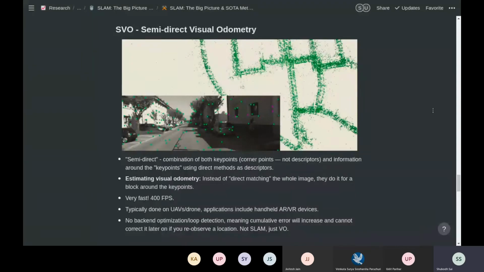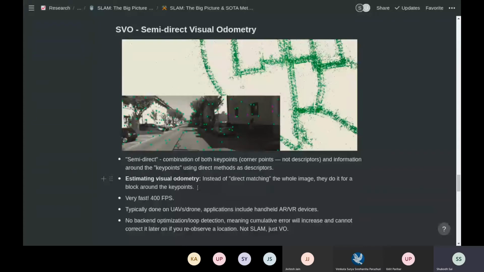It stands for semi-direct visual odometry. It is called semi-direct, not direct, because it is a combination of both. I'm not using descriptors here. I'm only using key points to identify interesting points, and around each key point I take a certain block, consider all the pixels around that point, and apply a direct method there. So instead of direct matching the whole image, they do it for a block around the key points. It's a trade-off between the two.